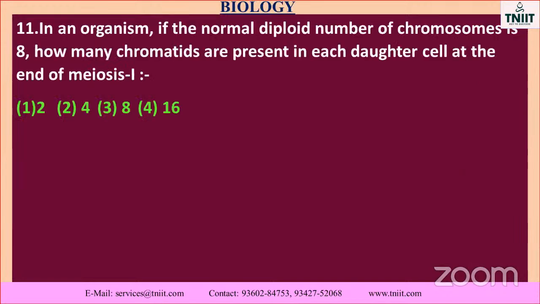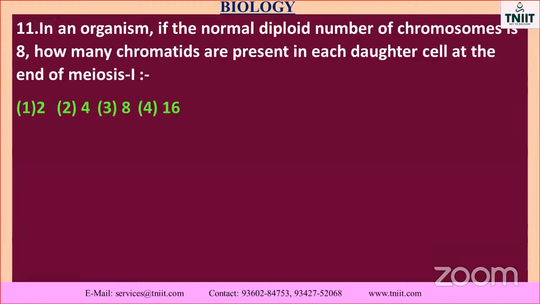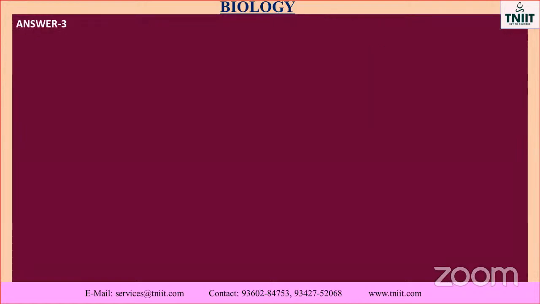In an organism, the normal diploid number of chromosomes, diploid means 2n stage, my dear, 2n is 8. How many chromatids are present in each daughter cell at the end of meiosis 1? It is also 8. In the next stage it may be divided into 4. So the answer is 3. What is that? 8 only. Okay, go to the next one.